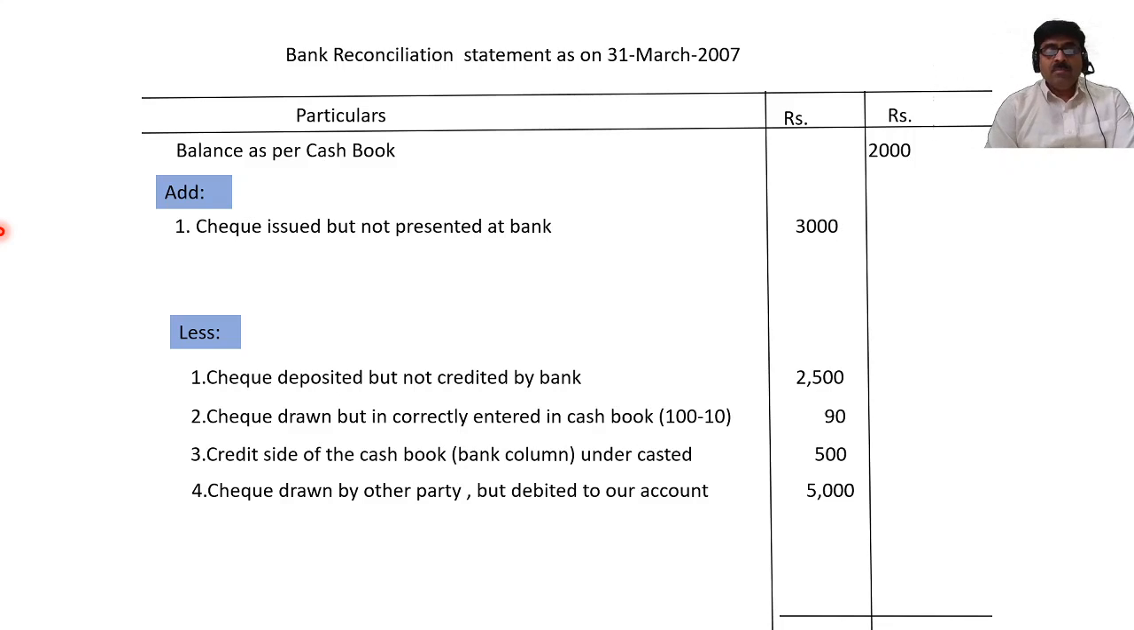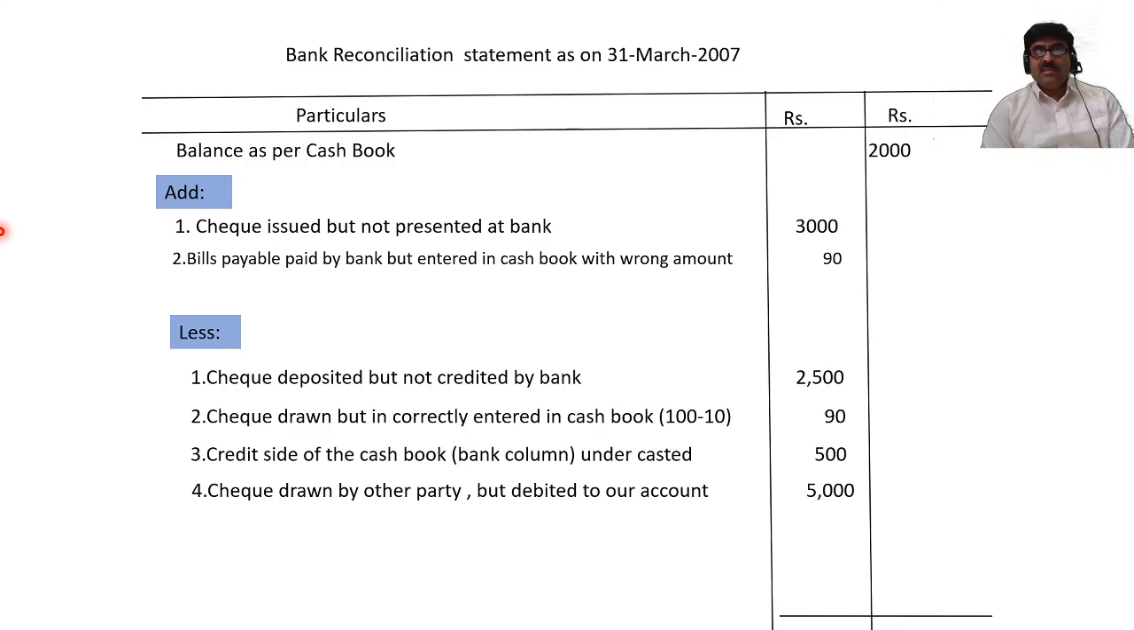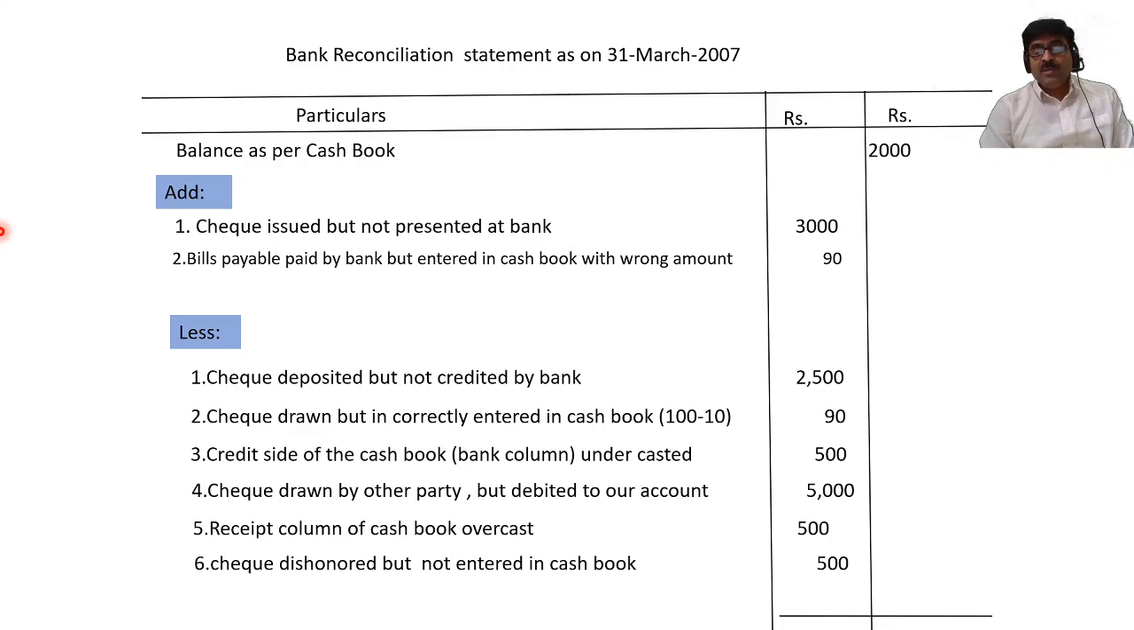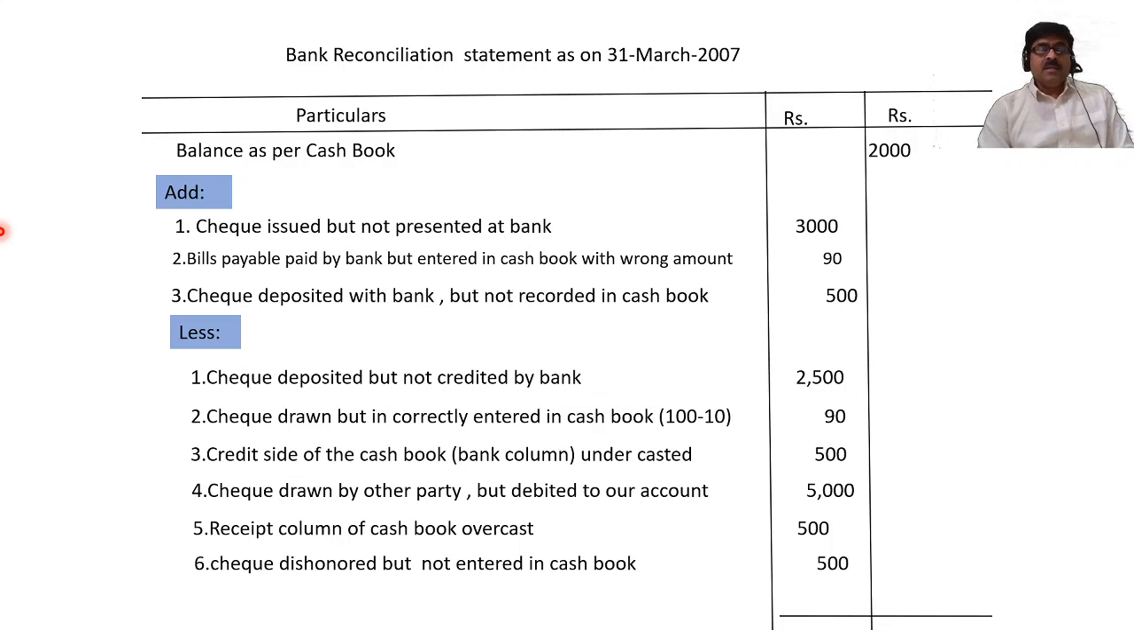Check drawn by other party but debited to our account 5000. Our account means A's account. Bills payable paid by bank but entered in cash book with a wrong amount 90. Receipt column of cash book overcasted, so we have to deduct this 500 rupees. Check dishonored not entered in the cash book 500. Check deposited with the bank but not recorded in cash book, we have to add this 500 rupees. Now the total amount of adding items is 3,590.